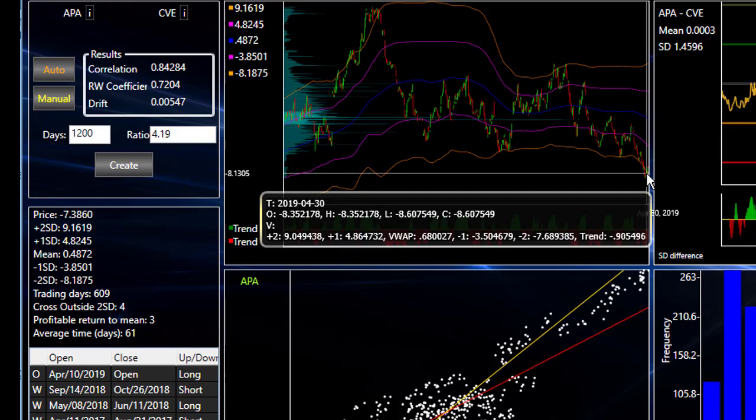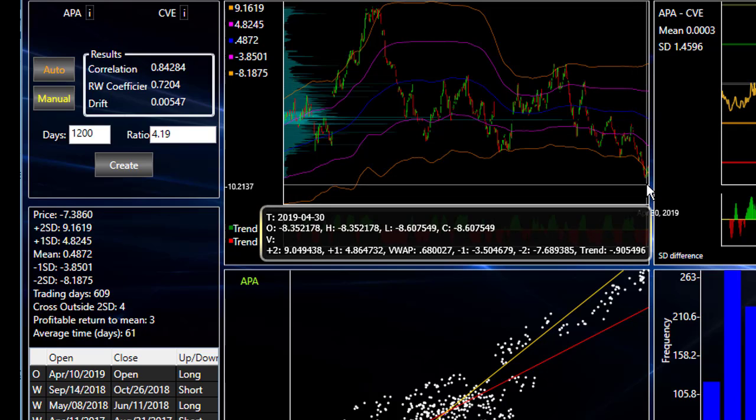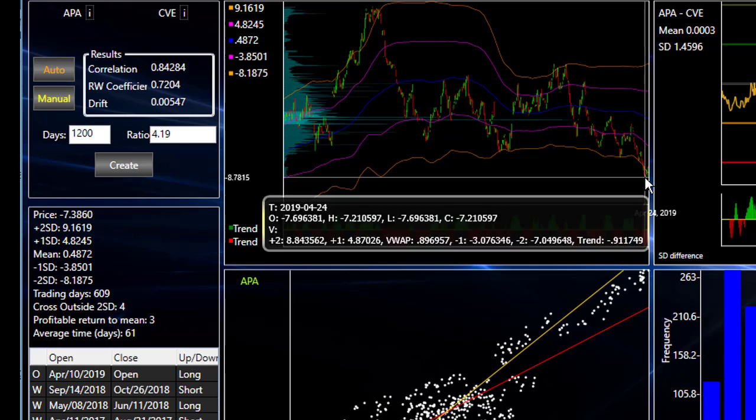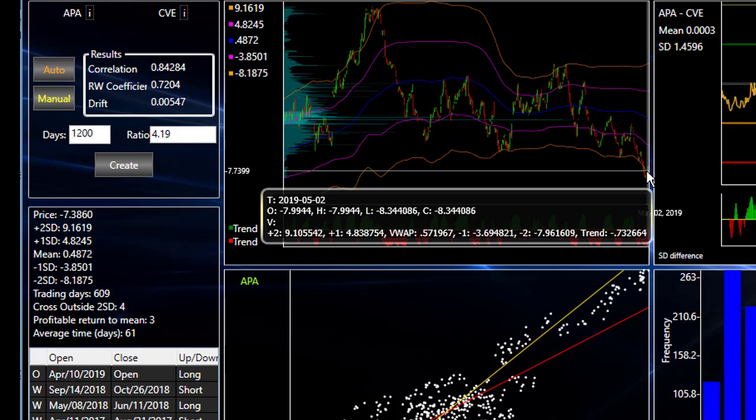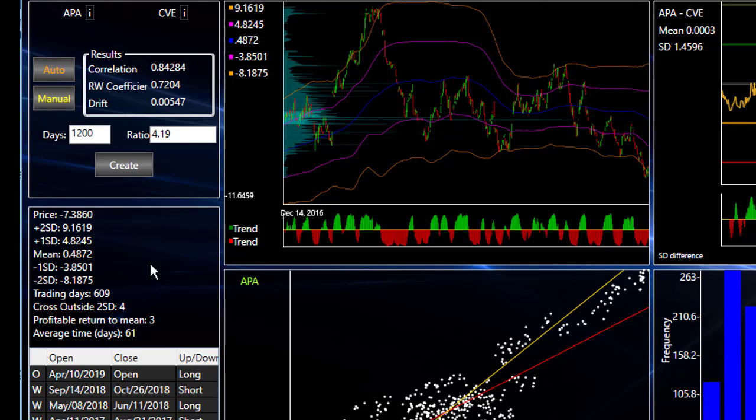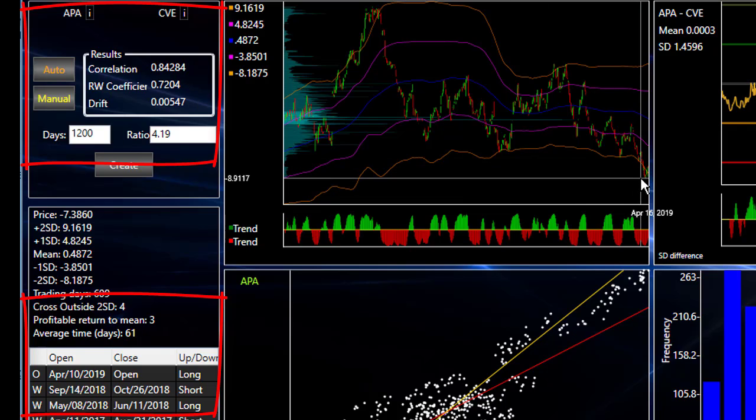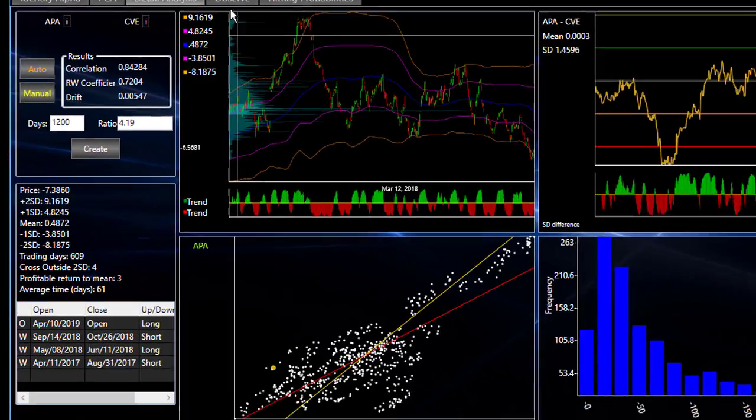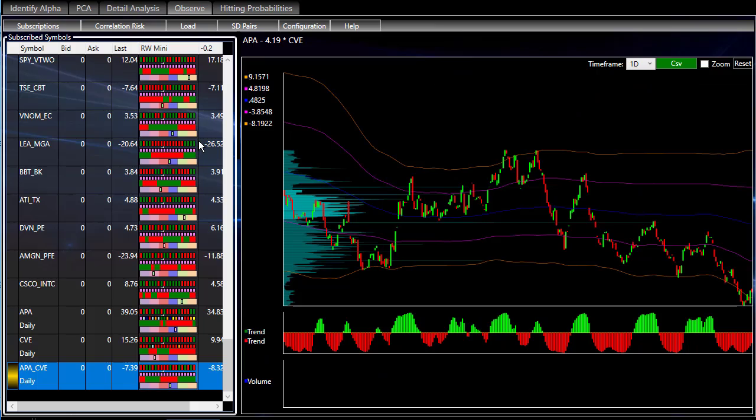A very nice picture. It went outside the second standard deviation a few days ago and has been moving around, but it started a little move back up, which is the direction we like, of course. A perfect track record. We're talking about APA versus CVE with a ratio of 4.19. Correlation is 0.84, RW coefficient 0.72. These are all good numbers. Everything looks nice, and a fairly quick reversion to the mean according to the hitting probabilities. So let's make this the recommendation.